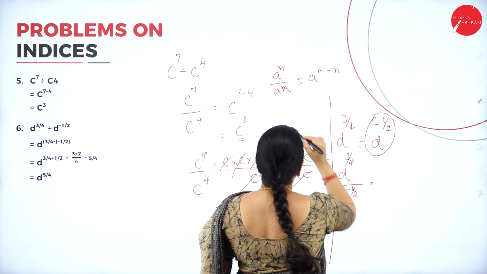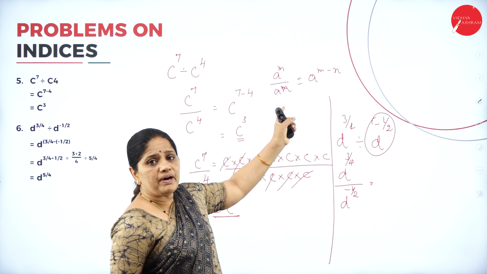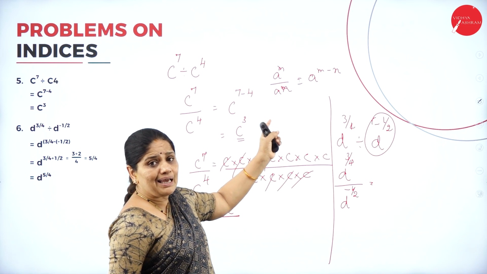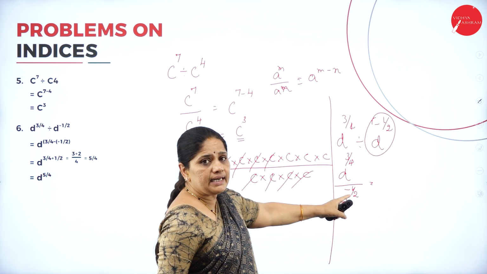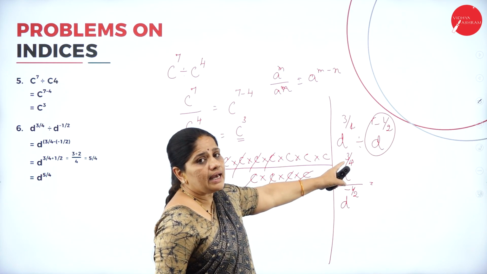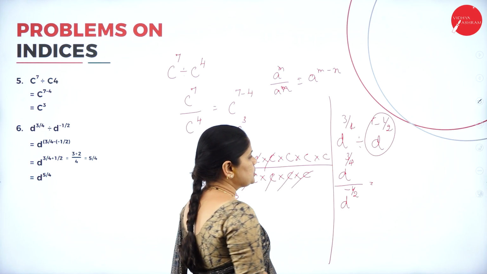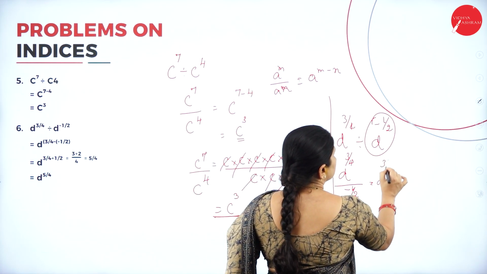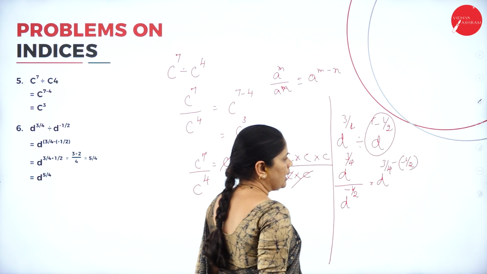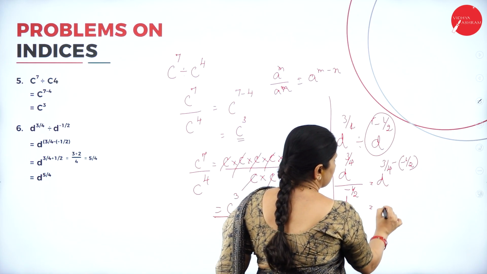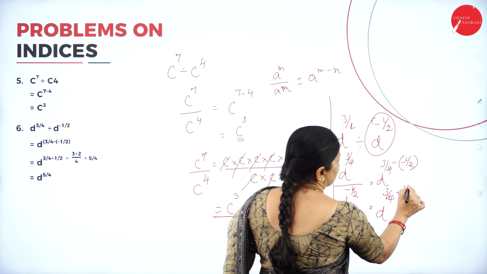Now, I'll apply the same rule. a to the power of m by a to the power of n equals a to the power of m minus n when m is greater than n. So, here m is 3 by 4, n is half, and we all know that m is greater. So, 3/4 is greater than half. So, what I will do is d to the power of 3 by 4 minus of minus half. Then d to the power of 3 by 4 plus half I will get.